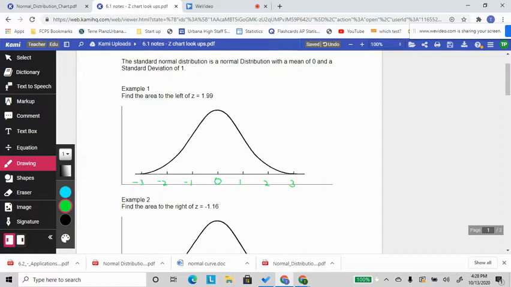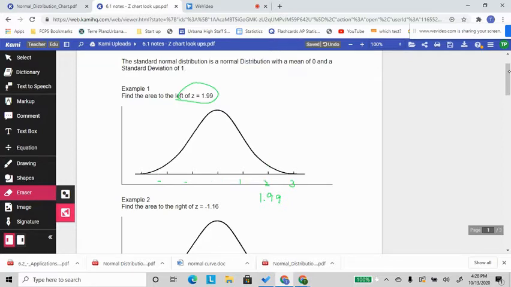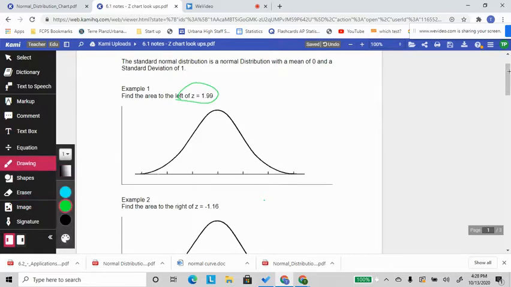All right, so first problem. I want to find the area to the left of a z of 1.99. So I go to here and sketch it. Like I said, it doesn't have to be perfect. And the z I want is 1.99. And I'm even going to take these numbers off so I don't get confused. I don't even really need them. So I'm just going to say, okay, 0 is z right here, 1, 2. So it's about right here, 1.99. And I want the area to the left of it. So I want this area.